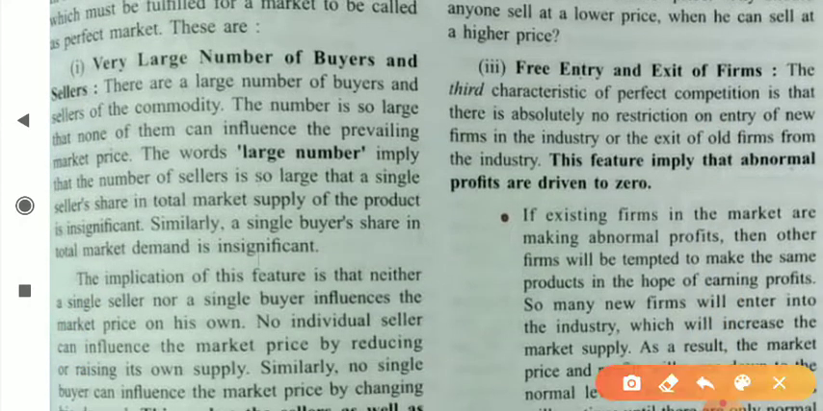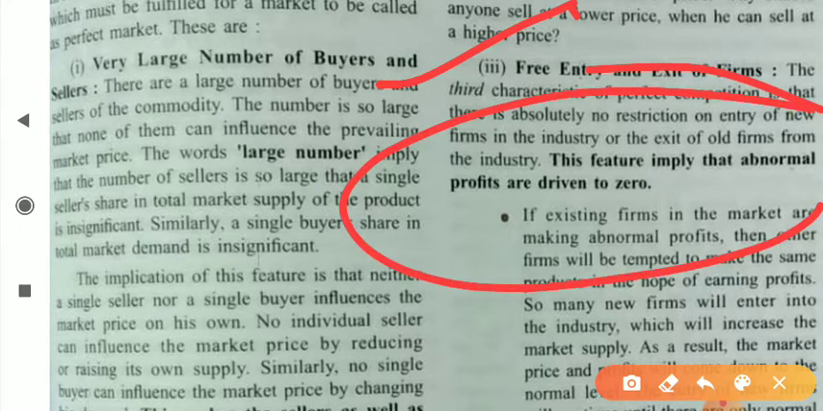Next is free entry and exit of firms. In this market there are no restrictions on firms: whenever they find there is a profit in the industry, in the market, they can freely enter the competition, and when they find that they are suffering loss, they can freely exit. So that's why we can say that the third characteristic of perfect competition is that there is absolutely no restriction on the entry of new firms into the industry or the exit of old firms from the industry. This feature implies that abnormal profit is driven to zero.